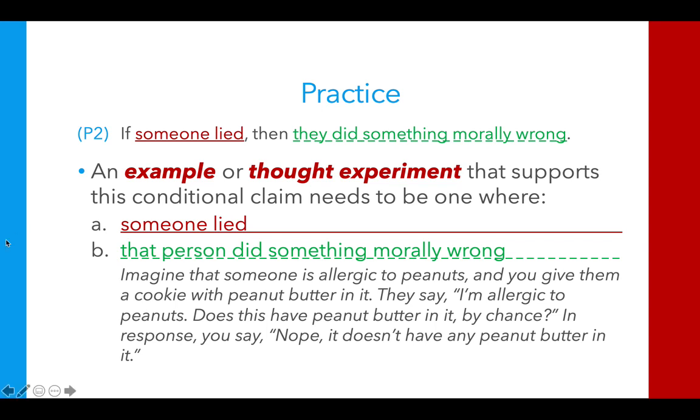Maybe I could improve my example, right? Because I think I say you've given them a cookie with peanut butter in it. I don't say that you know that the cookie you've given them has peanut butter in it. So maybe we need to add that in, to make the thought experiment a little bit stronger. But anyway, I think that conveys the idea, right? Which is that in this case, you're lying and it's clearly wrong. And that supports this idea that whenever you lie, it's wrong.